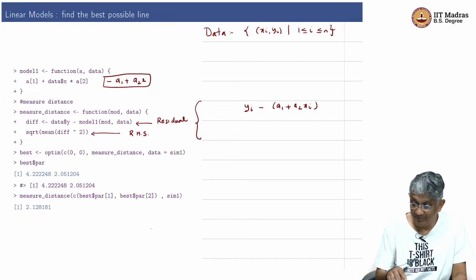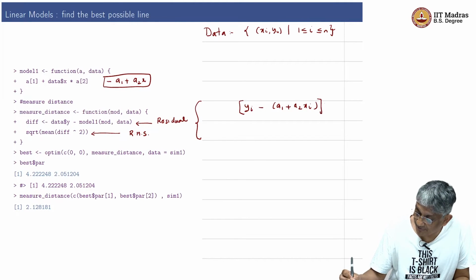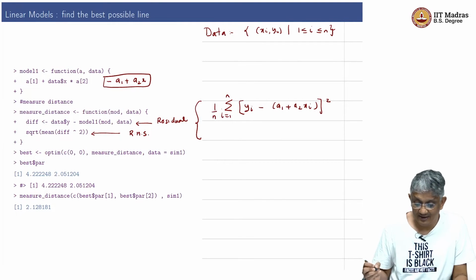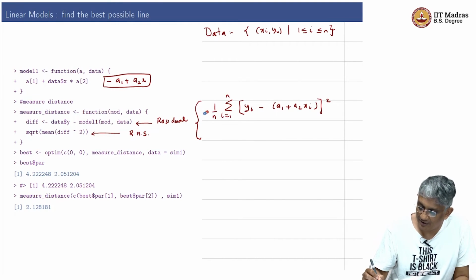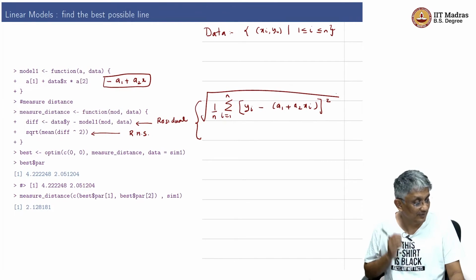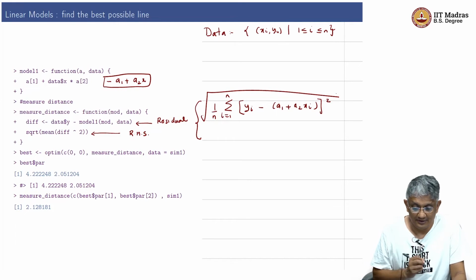Then I'm taking the mean of the square. So I'm taking the square first, and then I'm taking the sum from i equal to 1 to n. I'm dividing by n. That's the mean. And then I'm taking the square root, right? That's what this step is doing.